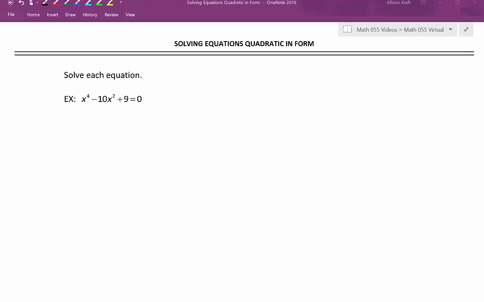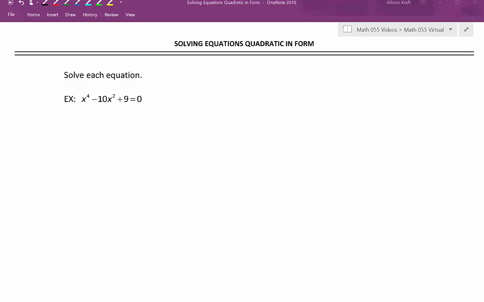In this video, we'll be solving equations quadratic in form, but we won't use substitution to perform our factoring. I know that this equation, x to the fourth minus 10x squared plus 9 equals 0, is quadratic in form because I have it written in descending order, and the exponent on my second term is half the first, and the third term is a constant. Since this is quadratic in form, I should be able to factor it as normal.